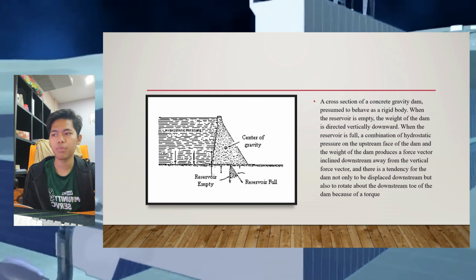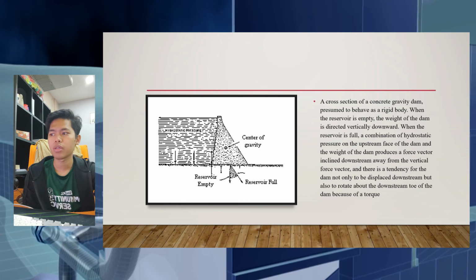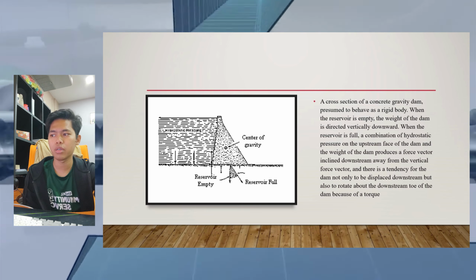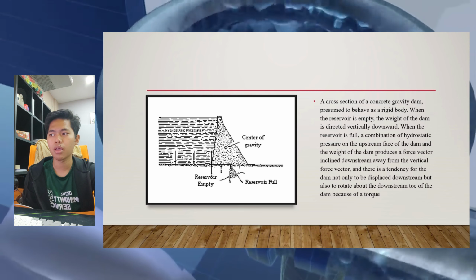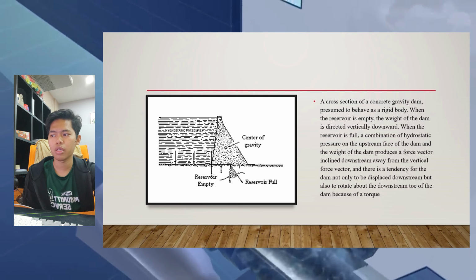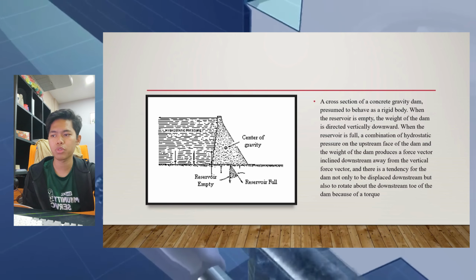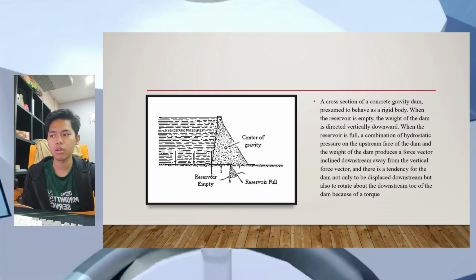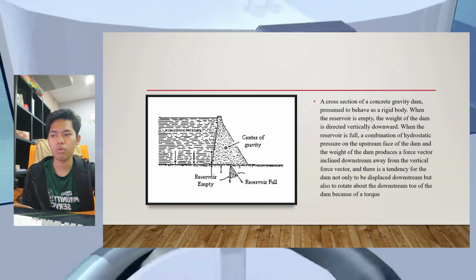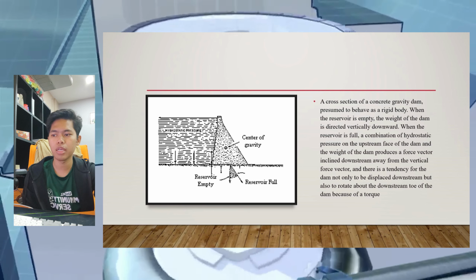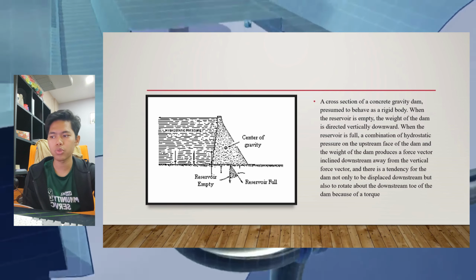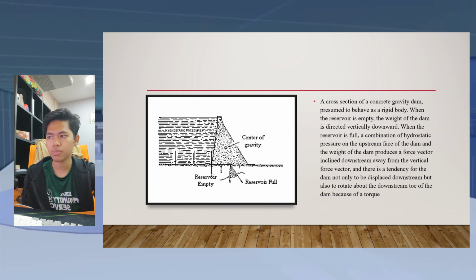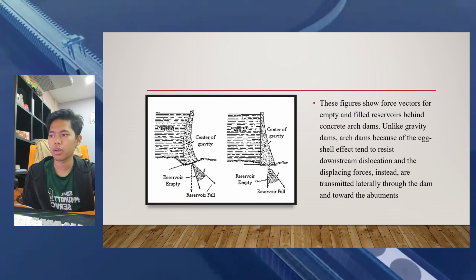When the reservoir is empty, the weight of the dam acts vertically down. When the reservoir is full, the combination of hydrostatic pressure on the upstream face and the weight of the dam produces a force vector inclined downstream away from the vertical force vector, and the tendency is for the dam not only to displace downstream but also to rotate about the downstream toe of the dam. And then this is a sample of an arch dam.